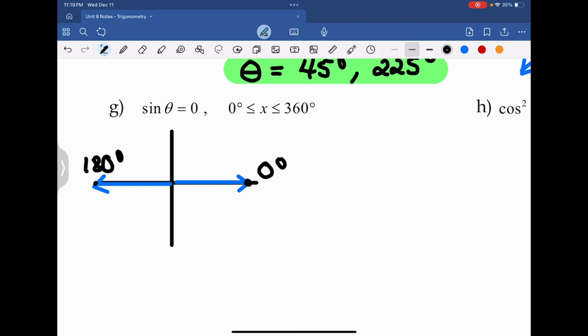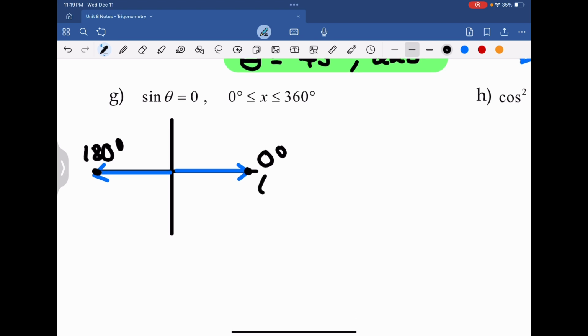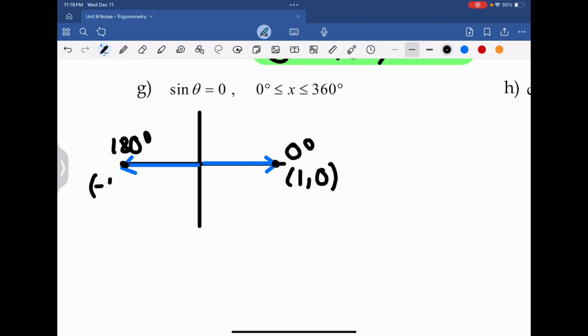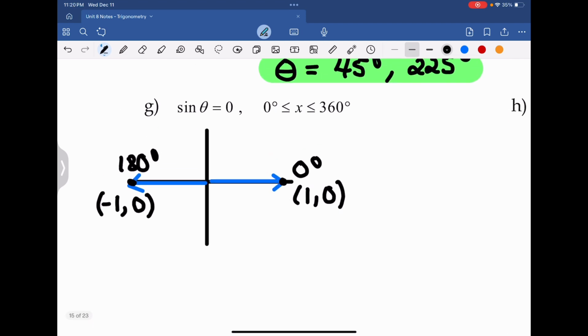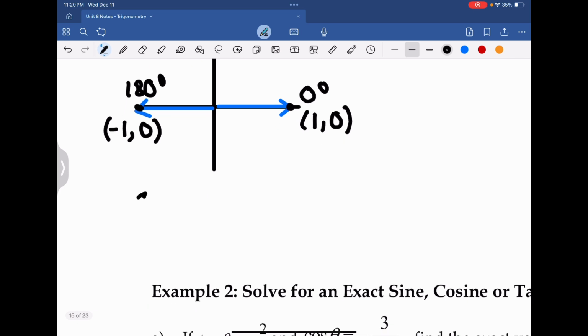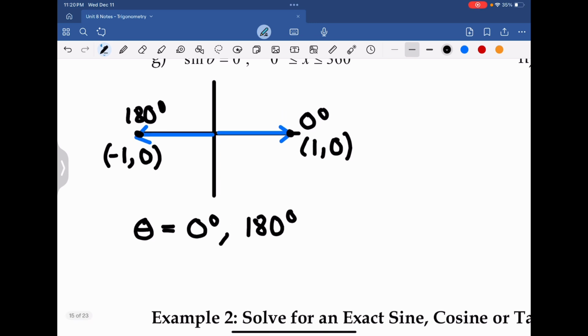If I had a point on either end, a point here and a point on this side, those occur where we have a cos value of 1 and a sine value of 0, and a cos value of -1 and a sine value of 0. So the region in which this happens between 0 and 360 is where theta is equal to, first and foremost, 0, and the second value is 180.